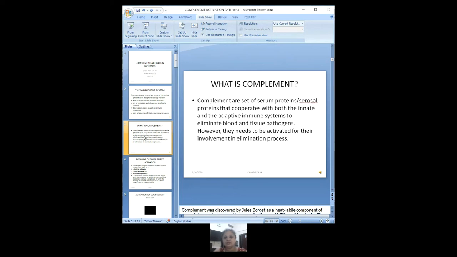So what is a complement? Complement are a set of serum proteins or serosal proteins that cooperate with both innate immunity as well as adaptive immunity.